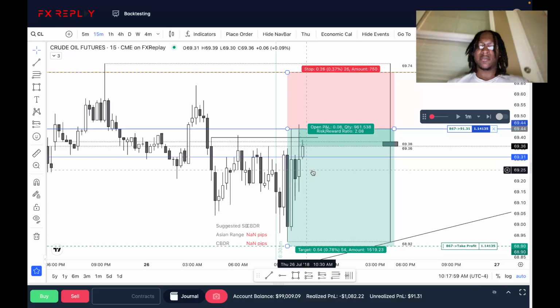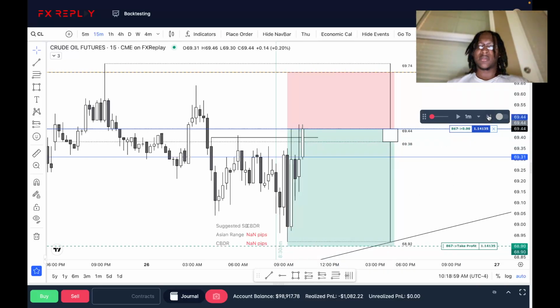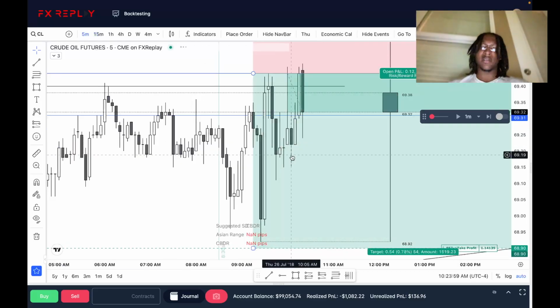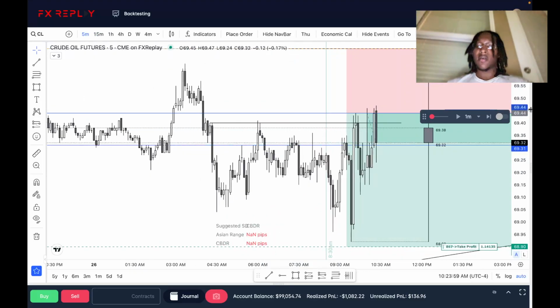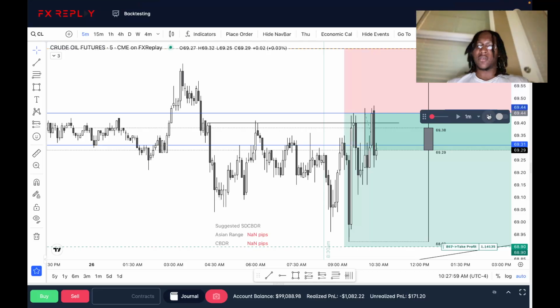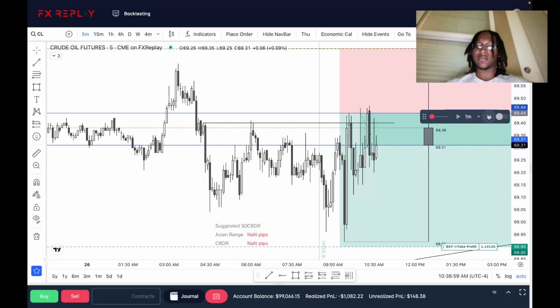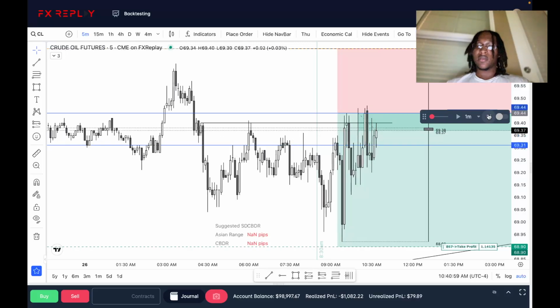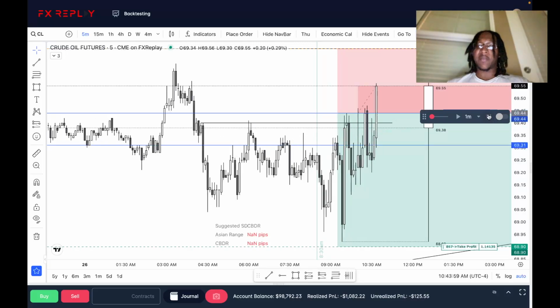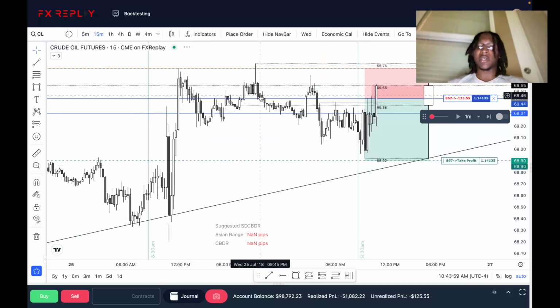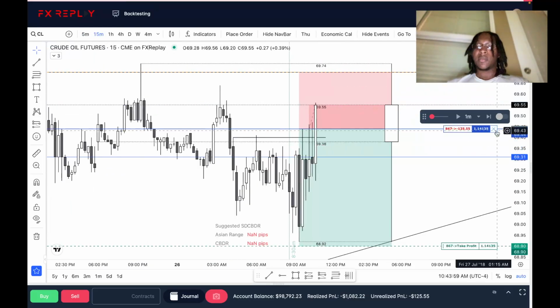Time 10:15. Still failing to get above those highs. 5 minute order block created. 5 minute mean threshold respected. 5 minute order block disrespected, made a push higher. I'm going to get out here.